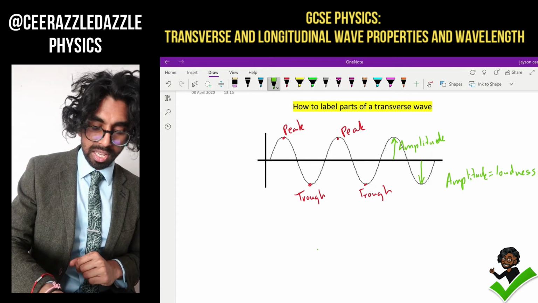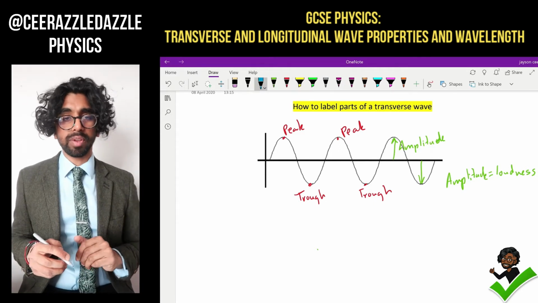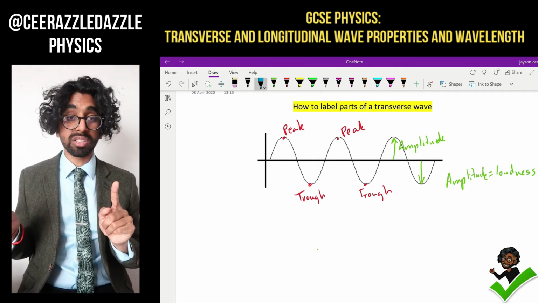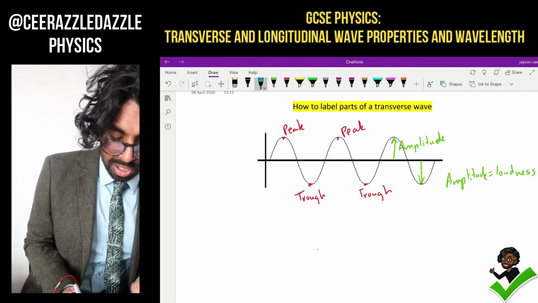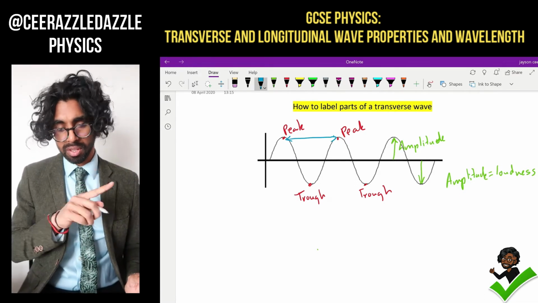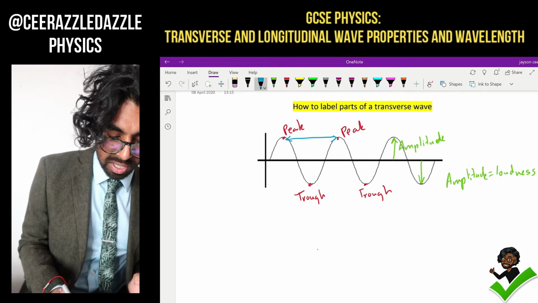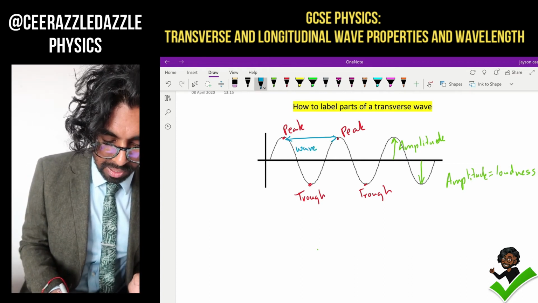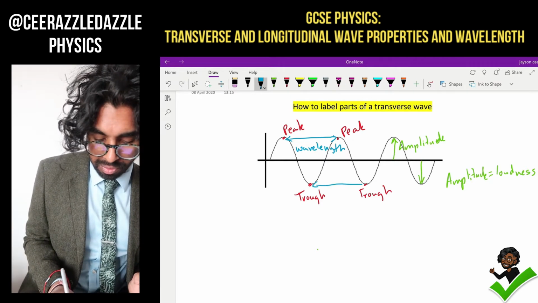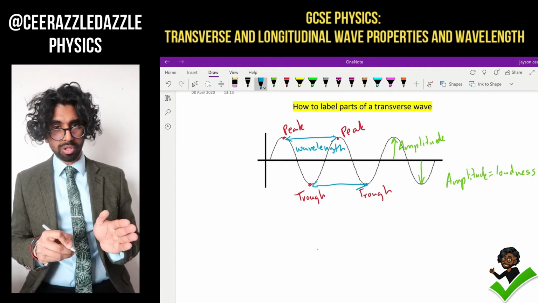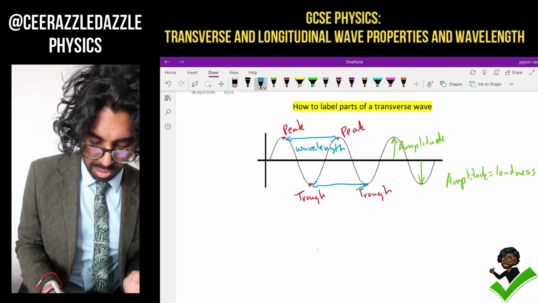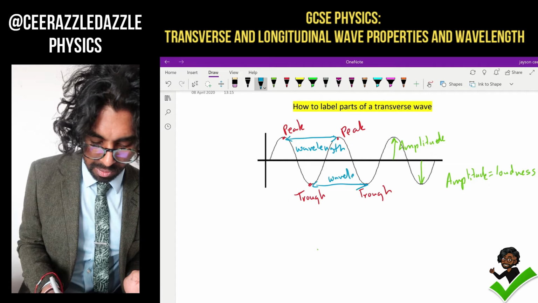Right, so the next thing to label is the wavelength. The wavelength is from one point of the wave to its next matching point in the cycle. So in this case, it's going to be from peak to peak. It's the same point in the wave, just the matching one next to it. So that distance here is called the wavelength. And that's the same distance as trough to trough, because it's the trough to the next trough. That is also the wavelength.